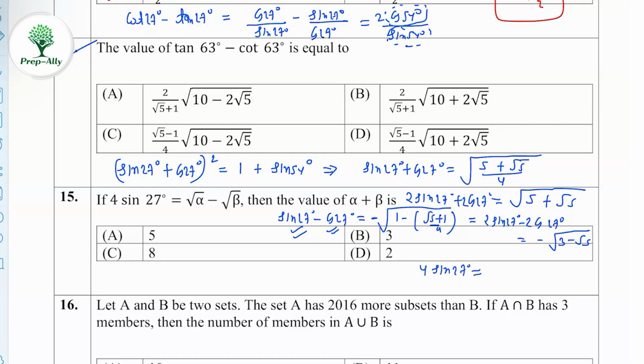So 4 sin 27 degree will be equal to root of (5 plus root 5) minus root of (3 minus root 5). So what they're asking? They're asking alpha plus beta, add these two, 88.